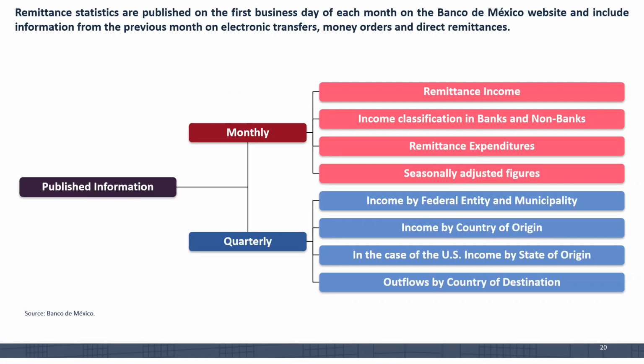On a quarterly basis, the central bank publishes a broader disaggregation that for inflows includes the breakdown by federal entity and municipality where the remittance is paid. The inflows by country of origin, and in the case of the US, which is the main sender of remittances to Mexico, by state of origin. Unfortunately, we don't have the cross between the municipality in Mexico and the state in the US. Regarding the outflows, we publish data by country of destination. Next slide, please.